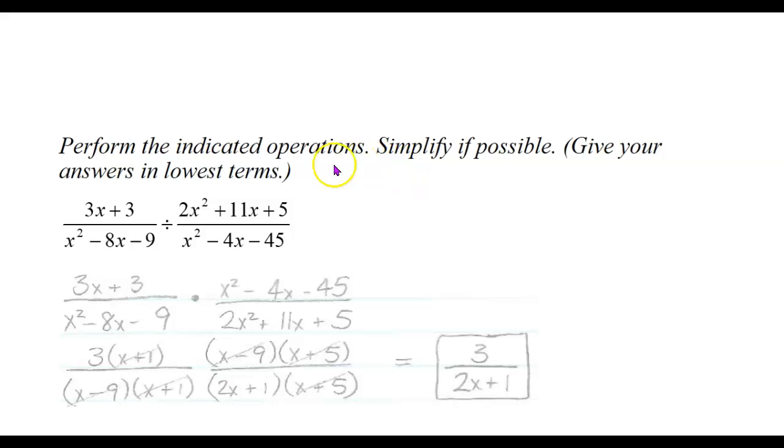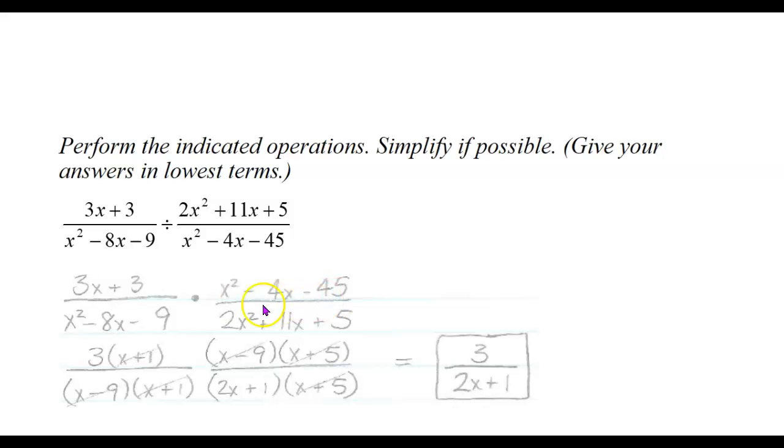Now here the directions say, perform the indicated operations and simplify if possible. Give your answers in lowest terms. So this has to do with that chapter on rational expressions, fractional expressions, and doing operations with those. So here we are dividing. We have one fractional expression divided by another. So remember how you handle division. The first step is to turn it into multiplication of the reciprocal. So we leave the first expression the way it is, turn division into multiplication, and flip the second fraction over.